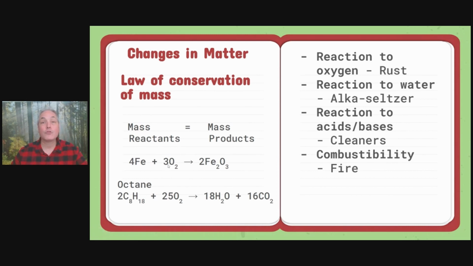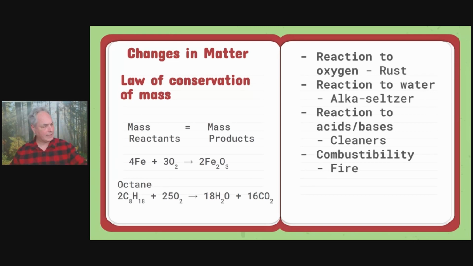We have here 3 molecules of oxygen. But if you look into the product, we have 2 molecules of iron oxide, and each of the molecules has 3 oxygen. So 3 times 2 gives me 6, and therefore the mass of all the reactants at the beginning equals the mass of the product at the end.